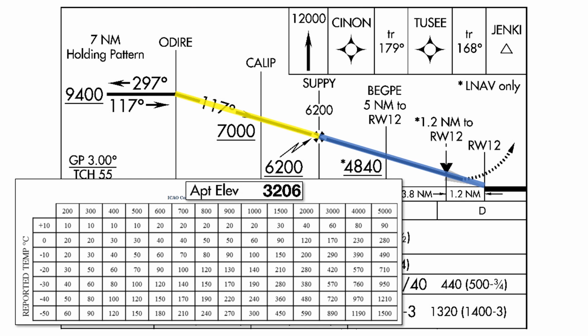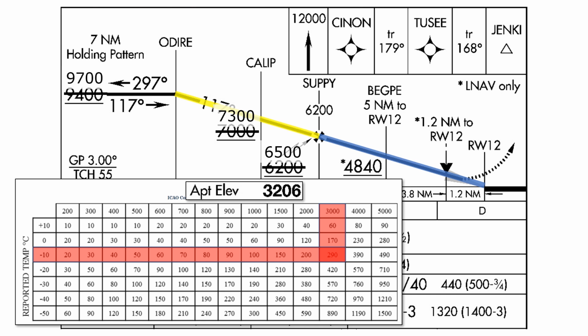So we'll find 3,000 across the top and the reported temperature, let's say it's negative 12 degrees, along the side. We'll use the row for negative 10. Where these intersect will be our altitude correction. It's 290 feet. Let's round this to 300 since it's a few degrees colder than the negative 10 on the row. Let's now apply that 300 foot correction to the fixes on the intermediate segment. So this would be 6,500 feet at Suppy, 7,300 feet at Calip, and 9,700 feet at Odir.